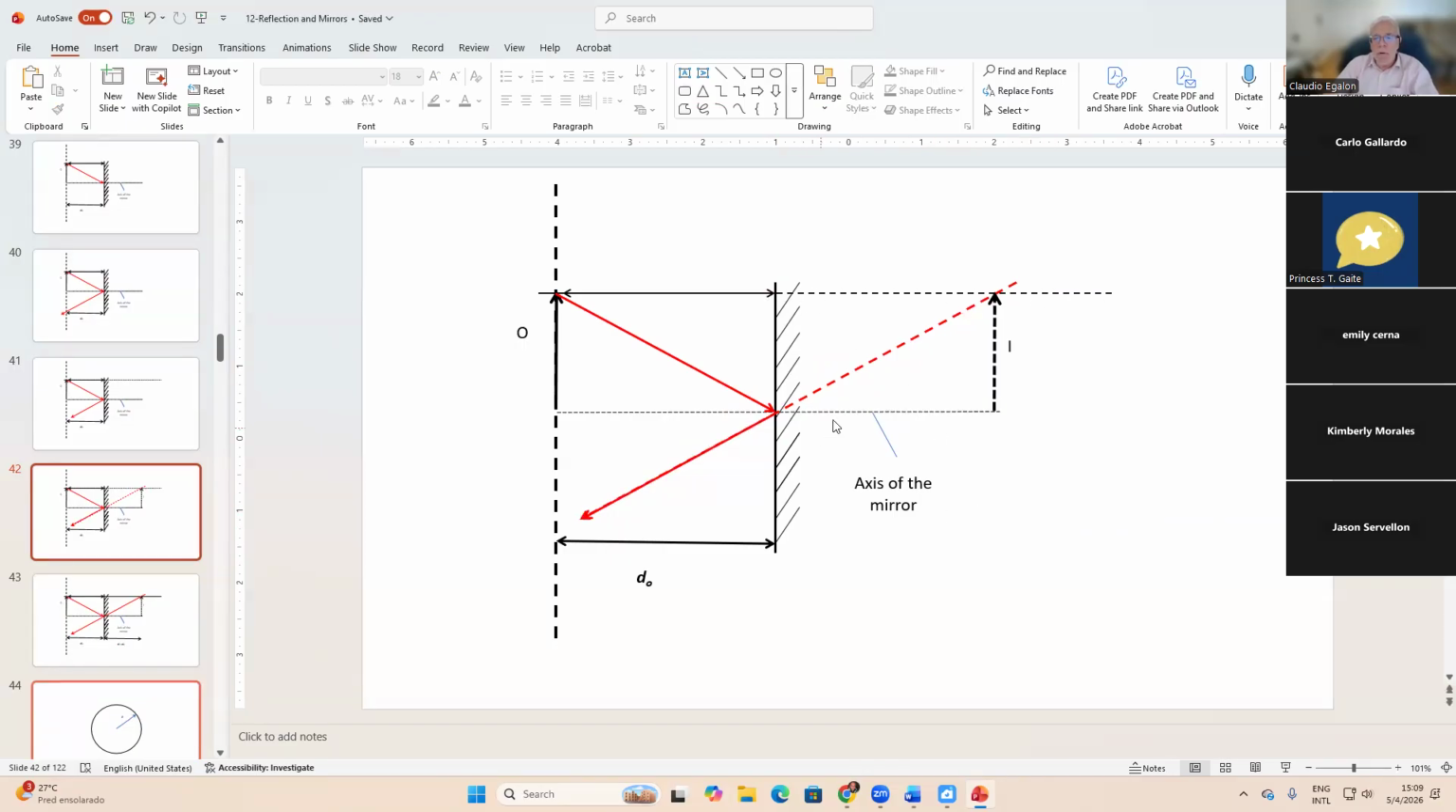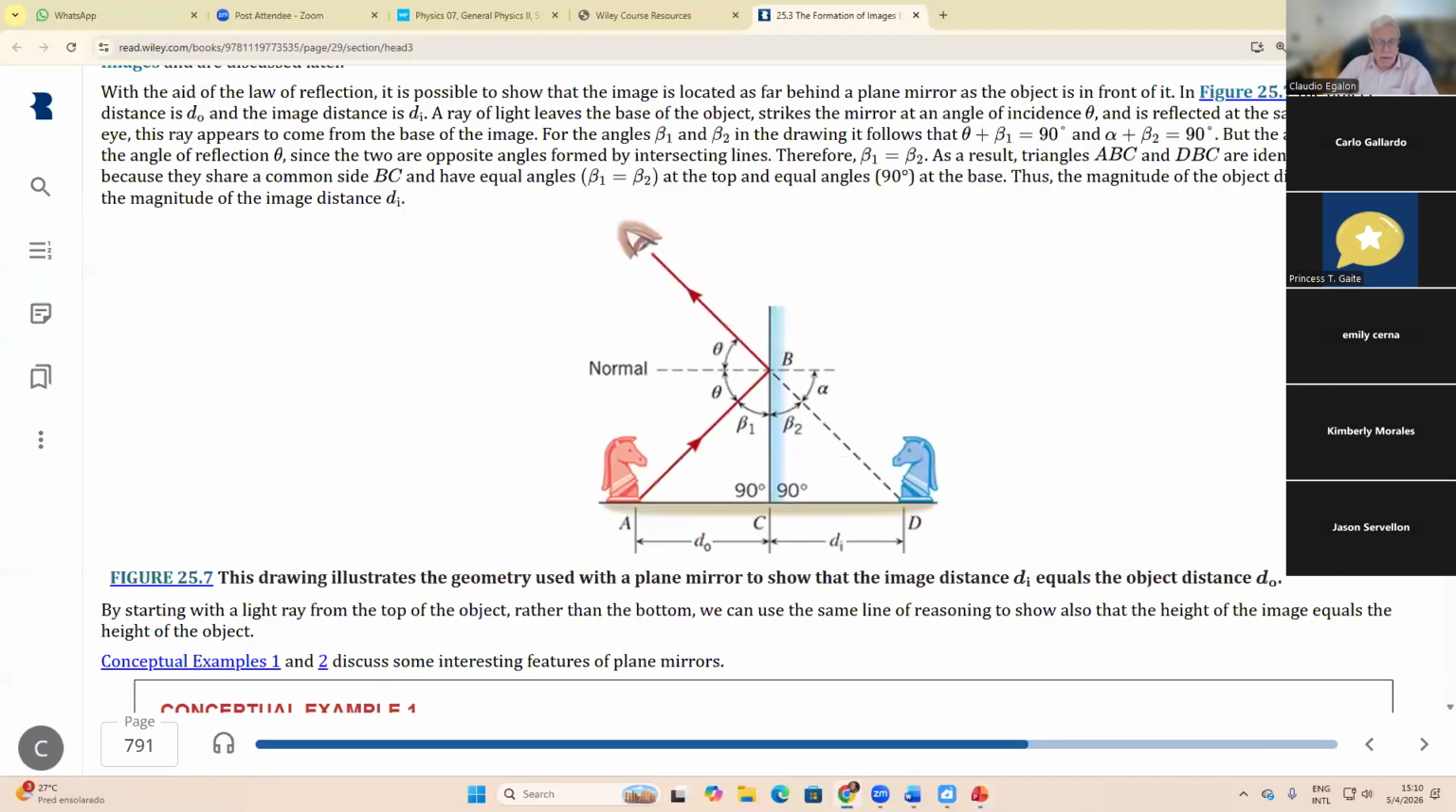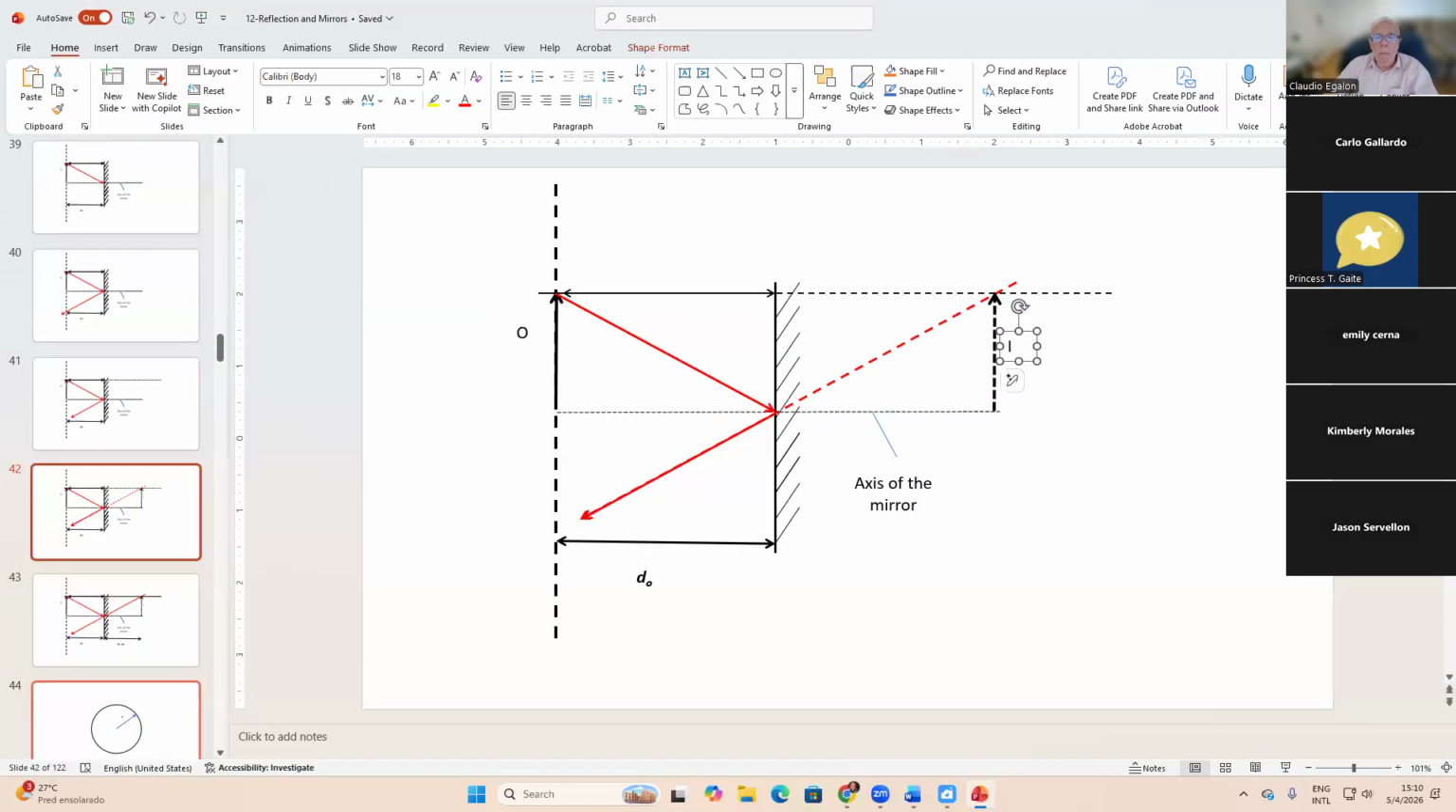The intersection of those two dashed rays is the point where the image of the object is formed. The object, I'm denoting by the letter O. The image, I'm denoting by the letter I. Let's see if the book does the same thing. It doesn't.